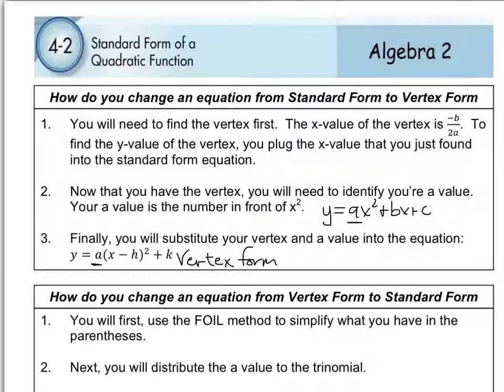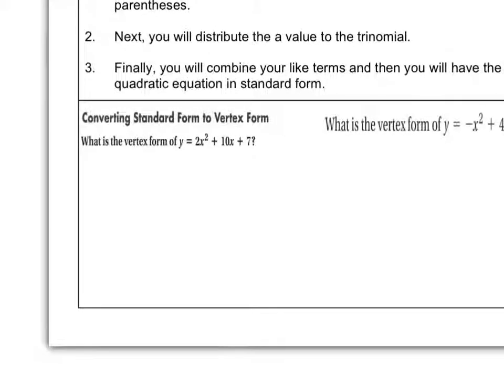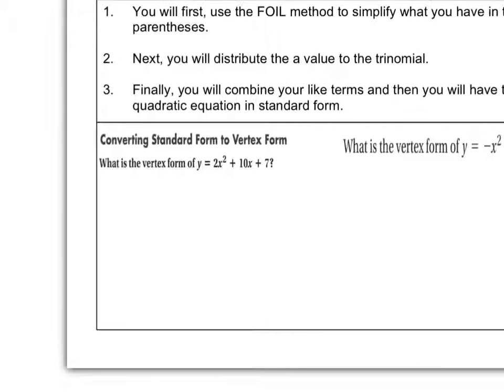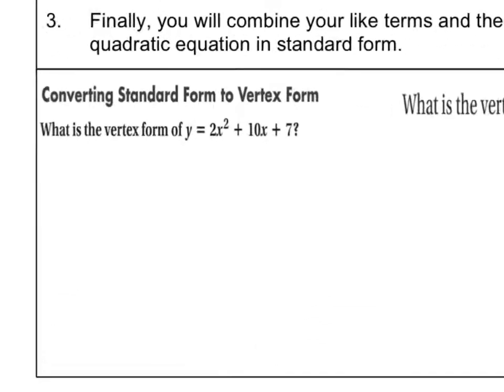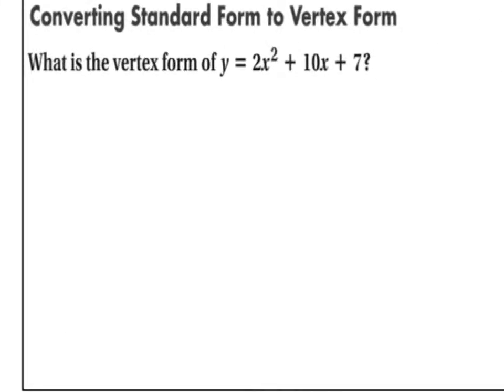Okay, so let's take a look now at some examples here. Okay. Take a look here at a couple of examples. Alright, so this first problem here. What is the vertex form of y equals 2x squared plus 10x plus 7? I want to identify first my a. A is 2, my b is 10, and my c is 7. I always want to identify that first so it helps me out when it comes to finding different things.